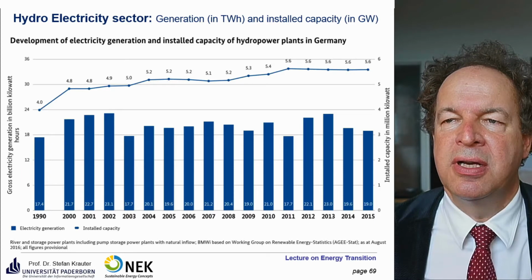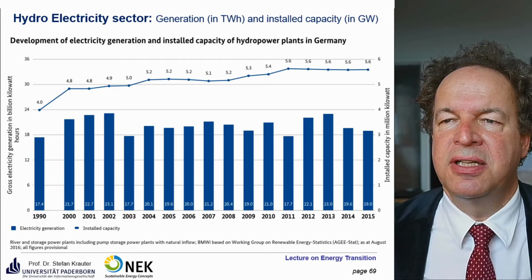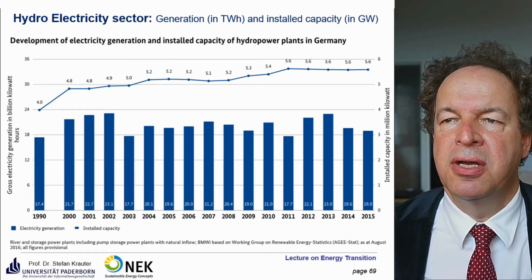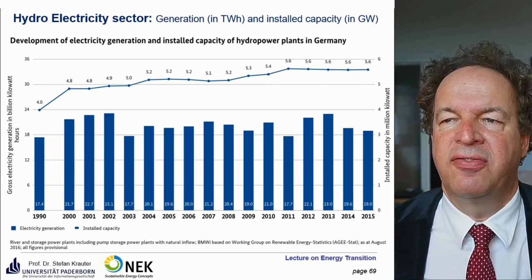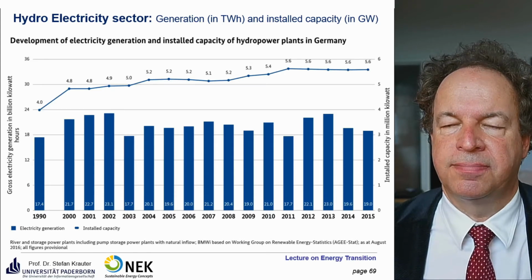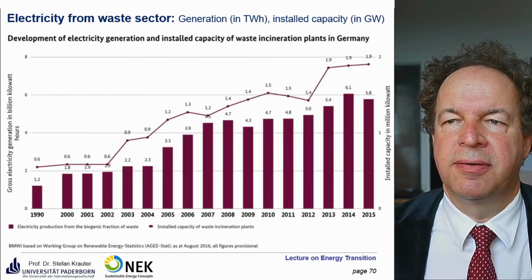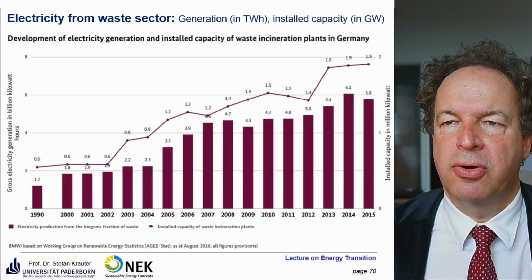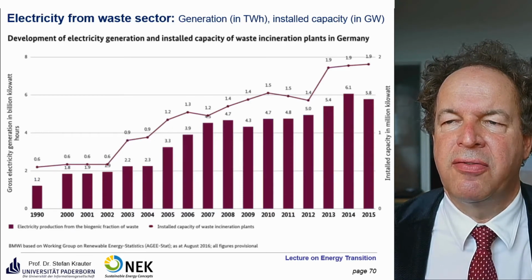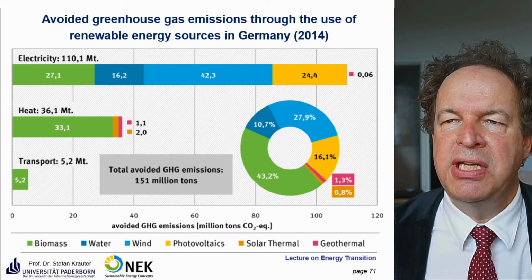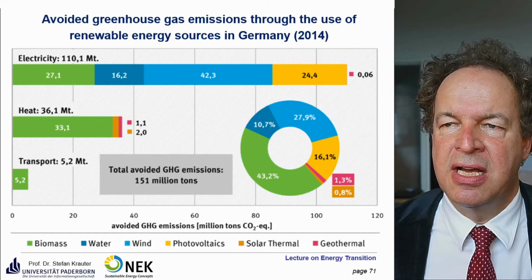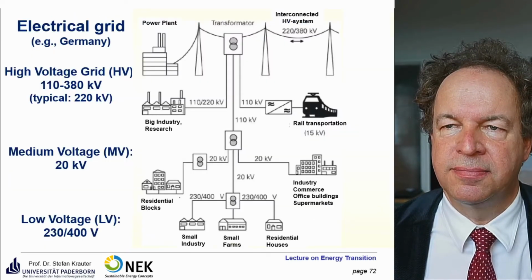If you really think about balancing out the fluctuating wind and solar power generation, think about this power plant being 10 or 20 times as big in order to have a significant effect on the energy balancing in Germany. Energy from waste sector, okay, it increased, but in general, that's not a very high level. And these are the corresponding avoided greenhouse gas effects. I give you also a newer representation on that.